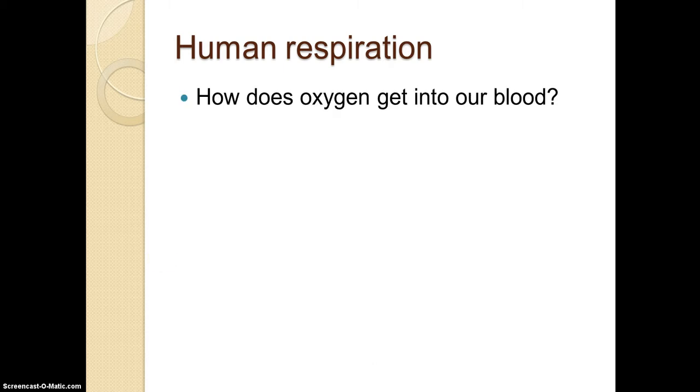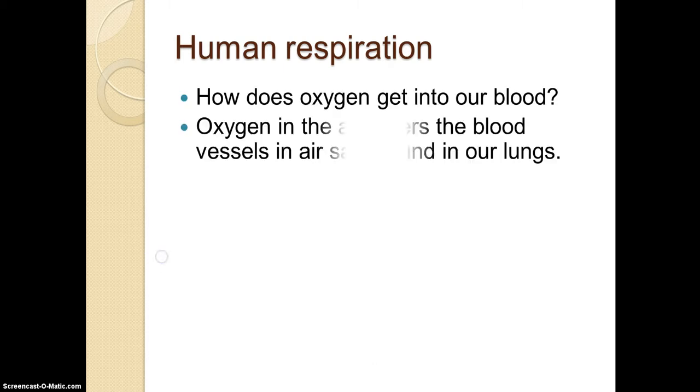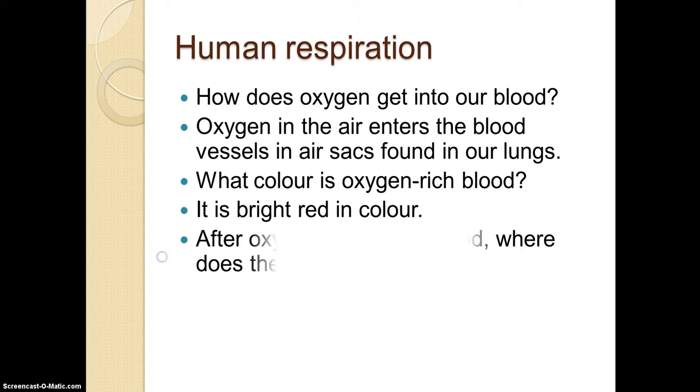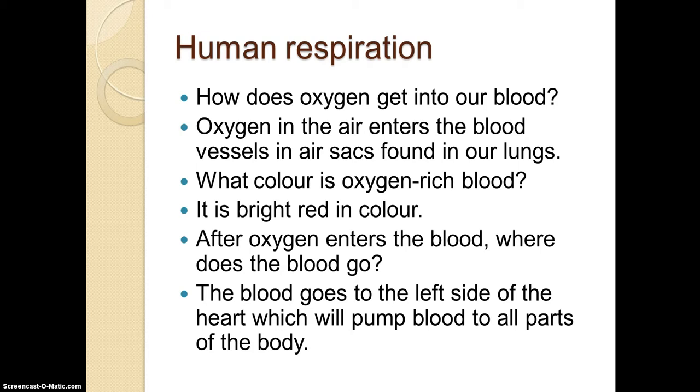How does oxygen get into our blood? Oxygen in the air enters the blood vessels in air sacs found in our lungs. What color is oxygen-rich blood? It is bright red in color. After oxygen enters the blood, where does the blood go? The blood goes to the left side of the heart, which will pump blood to all parts of the body.